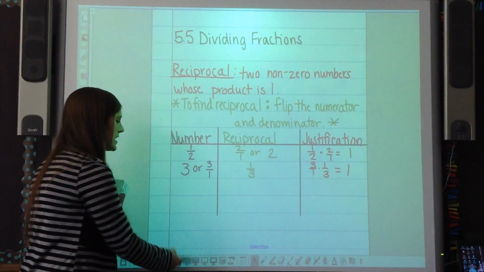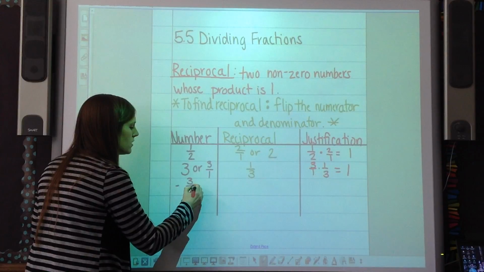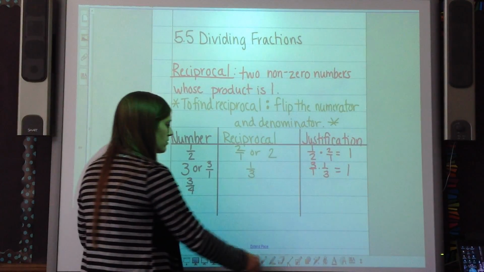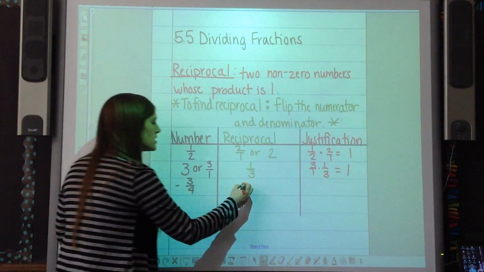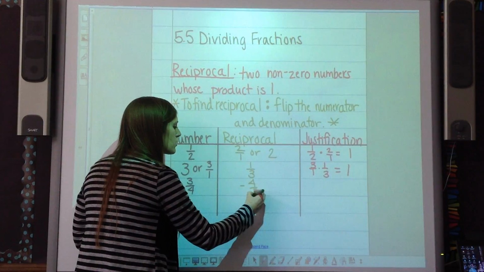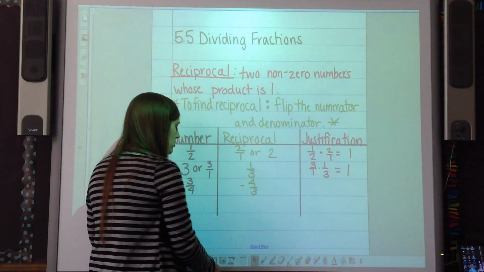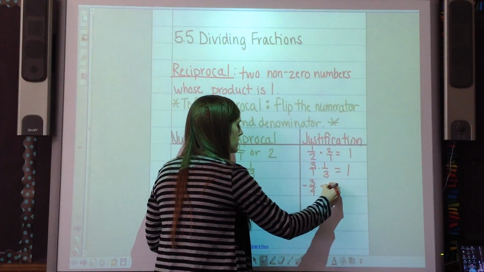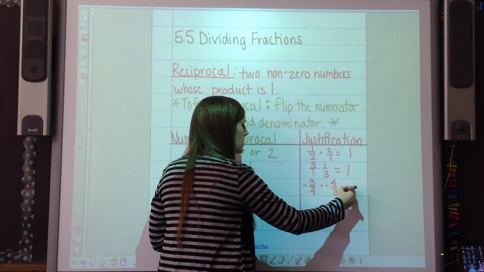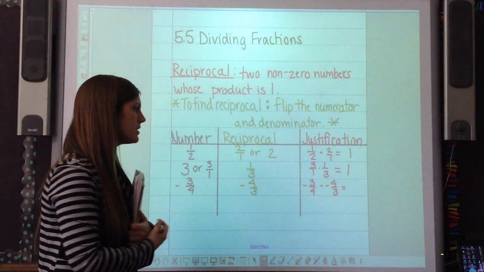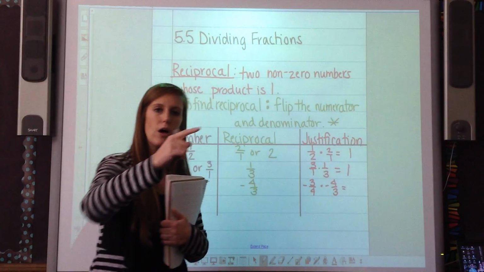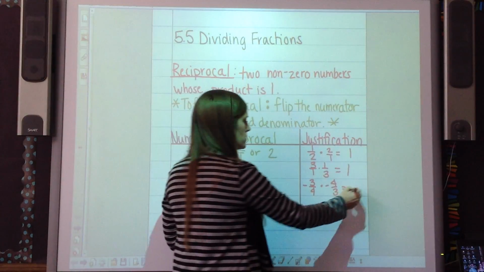We can do this with negatives. Say we have -3/4. The reciprocal of -3/4, you just flip the numerator and the denominator, is -4/3. And proof, we multiply the two together. A negative times a negative is a positive. 3 times 4 is 12. 3 times 4 is 12. 12/12. 12 divided by 12 is 1.